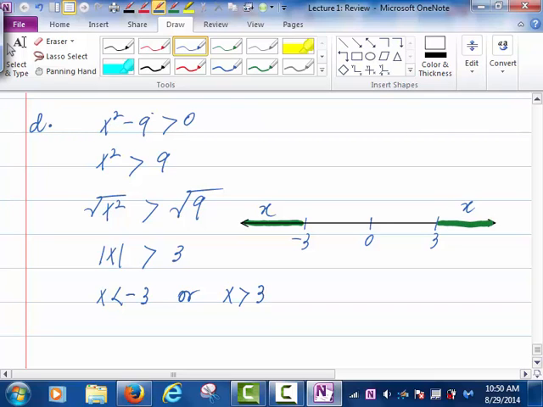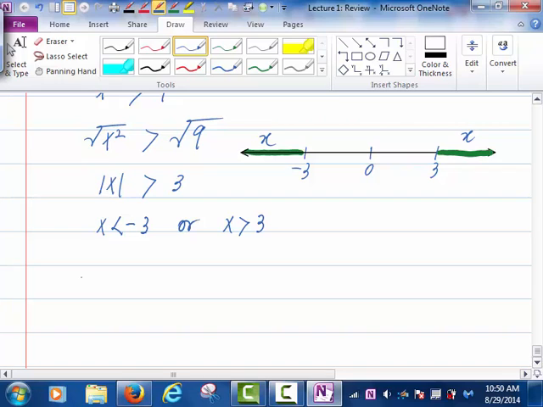How would I write this solution set in interval notation? Negative infinity to negative 3, because I have a strict inequality, I put parentheses, and together with 3 to infinity. That's how we would write that down. Is everybody okay with that? So that's how you want to write your final answer.